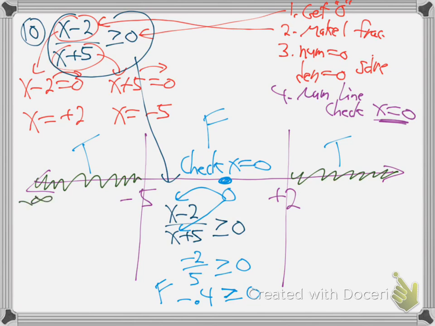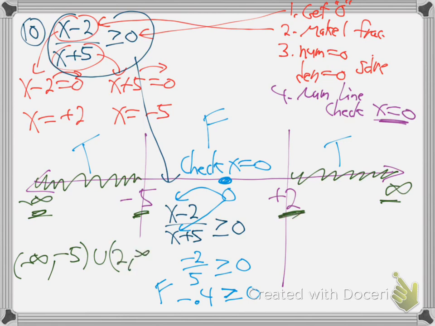This is negative infinity to negative 5, and this one's 2 to infinity. Left edge, right edge, left edge, right edge. So the answer would be negative infinity to negative 5, united with, and then what's the other answer? It's 2 to infinity. So there's our answer. But we have 2 little tricks.